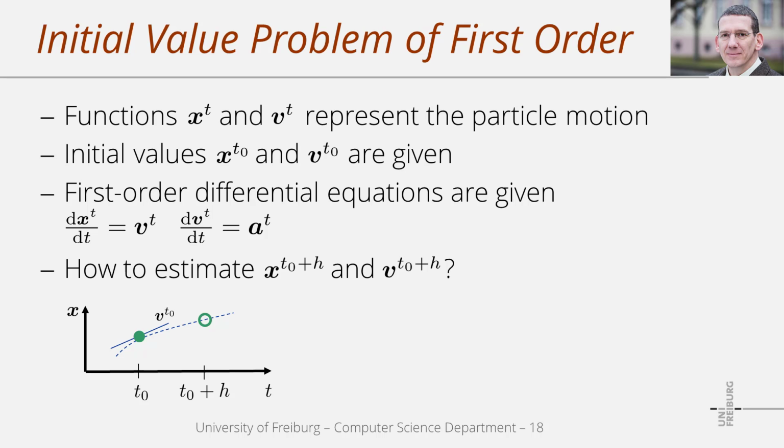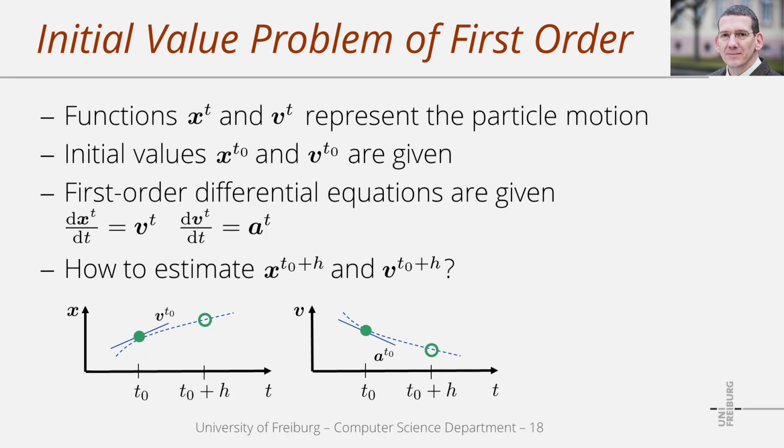Now from the position and the velocity at time t0, we would like to compute the position x at time t0 plus h, indicated by the green outlined circle. How do we do that? One simple idea would be to assume that the function x is linear from t0 to t0 plus h. We could assume that the velocity is constant in between t0 and t0 plus h. And if h is just a small time difference, then this assumption is generally not too bad.